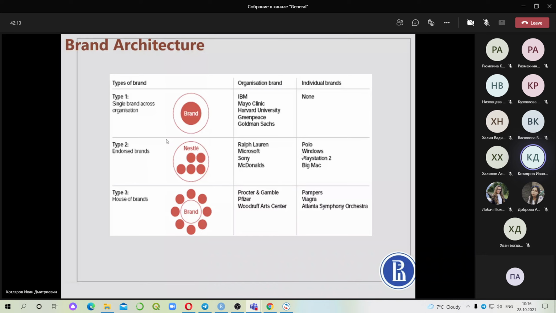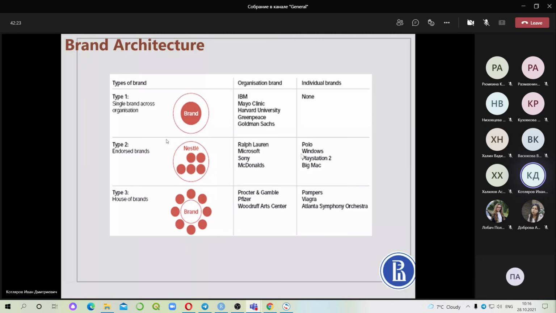Ralph Lauren, guys, you probably know this producer of fashion clothes. They have the Polo brand. Next, we have Microsoft. I have already mentioned this example. Microsoft is the corporate brand, the organization brand, as we see on the slide. And there is Windows. Windows is a specific brand for a specific product. So we have Microsoft Windows.